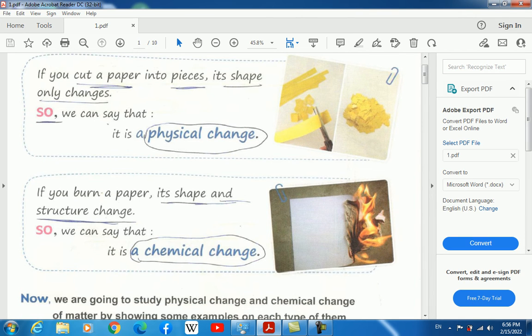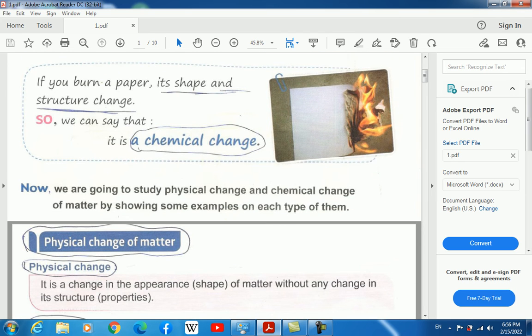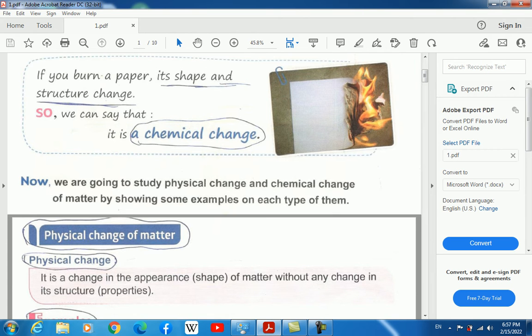If you cut a paper into pieces, its shape only changes, just the shape. So we can say that it's a physical change, something that happened to the appearance of the paper. It was in one piece, then it became many pieces. If you burn a paper, its shape and structure change. It turns to something black. So we can say that it's a chemical change.